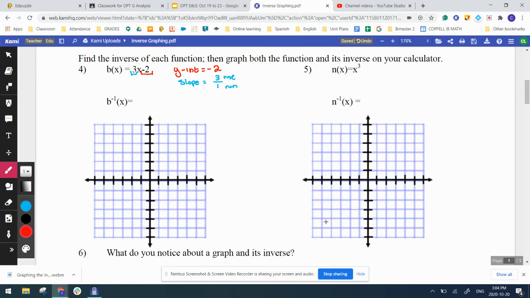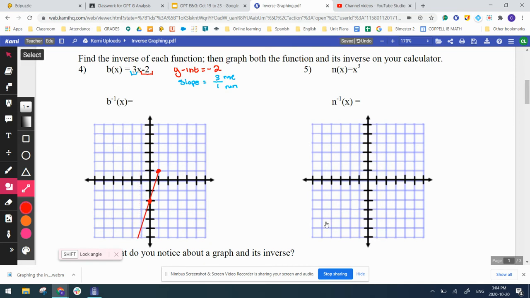So if I wanted to graph that, I need to put my y-intercept down here at -2. Then I need to rise 3, 1, 2, 3, run 1, and I can put my other dot. Now I just need to play connect the dots. I'm going to go through there.